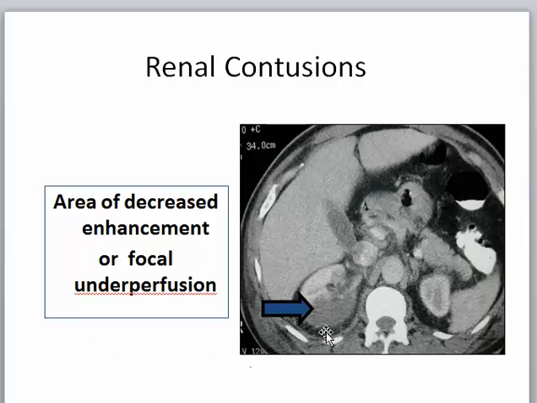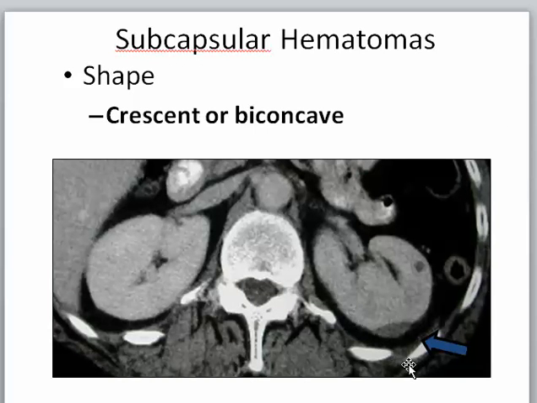Renal contusions, of course, any abdominal trauma could be associated with renal involvement, and here we get some part of the parenchyma well perfused and some part is not. Areas of decreased enhancement or focal underperfusion is due to renal contusions. We can get the famous subcapsular hematoma, and here it is subcapsular because it is limited to the confinement of the kidney and not outside the kidney.